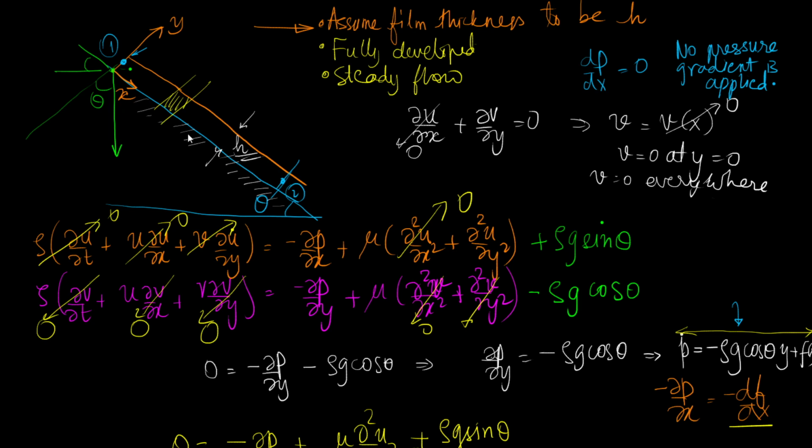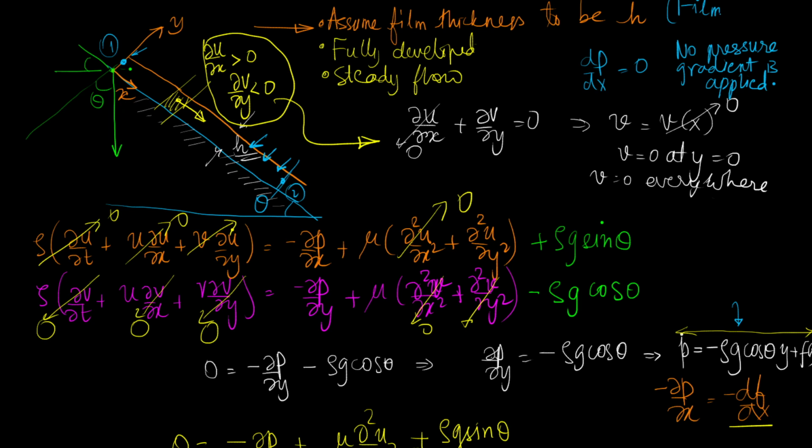Because if you consider this particular fluid element, it is accelerating in this direction due to gravity. So in general, there will be del u del x greater than 0. It means that the fluid is accelerating in this direction. If the fluid is accelerating in that direction, then del v del y will have to be less than 0 in order to maintain this criterion. So if del v del y is less than 0, it means that there will be a velocity component in this direction. So that velocity component will cause this film to progressively thin out.